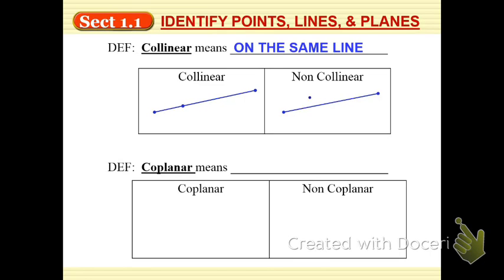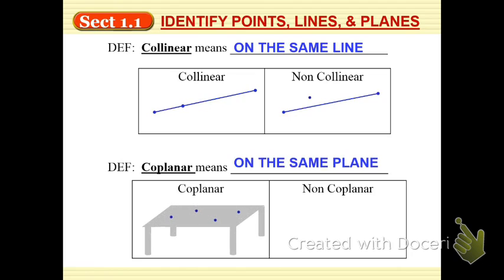What do you think coplanar means? Yep. On the same plane. Yeah, it would be on the same plane. It's 3 points on the same plane. So a tabletop with 3 points on the tabletop, or in this case 4 points on the tabletop, that would be coplanar. Those points would be coplanar. Non-coplanar, one of the points is not on the plane. All right? Those 4 points are non-coplanar because 1 point is not on the plane. 3 of the points are coplanar, but if you're talking about 4 points, you would say they're non-coplanar.